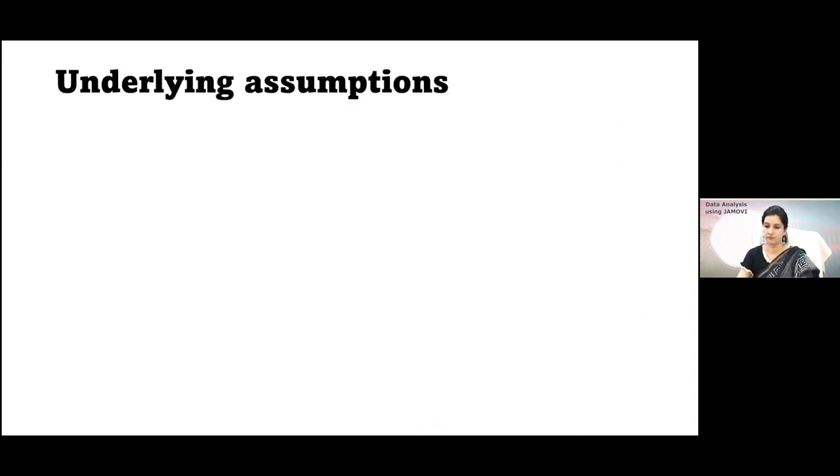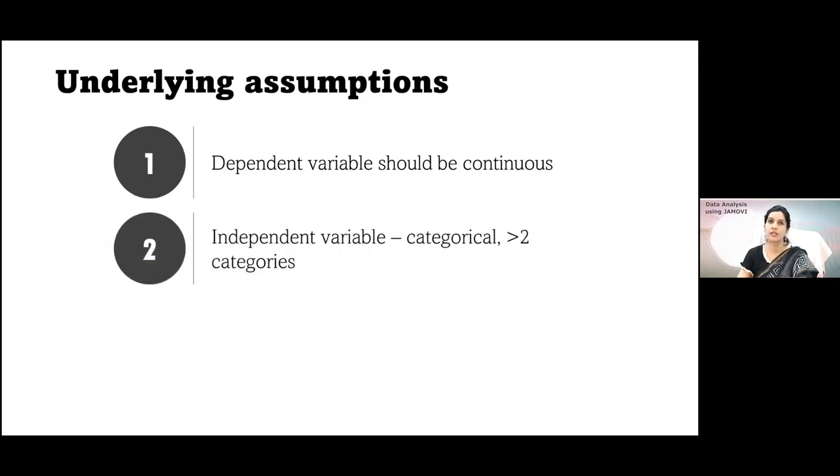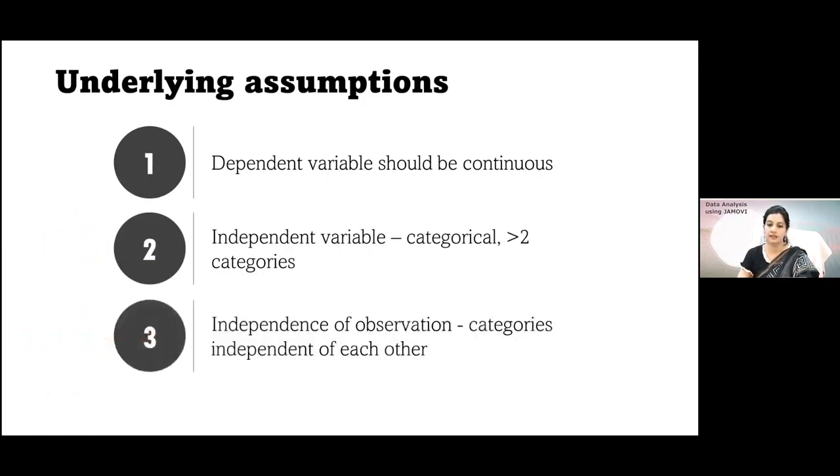So what are the underlying assumptions of this one-way ANOVA? The first assumption is that the dependent variable should be continuous. Like in this case, you have seen BMI level and serum cholesterol level, so they are continuous in nature. Then the independent variable should be a categorical variable, which should have more than 2 categories. And there should be independence of observation, meaning the categories should be independent of each other.